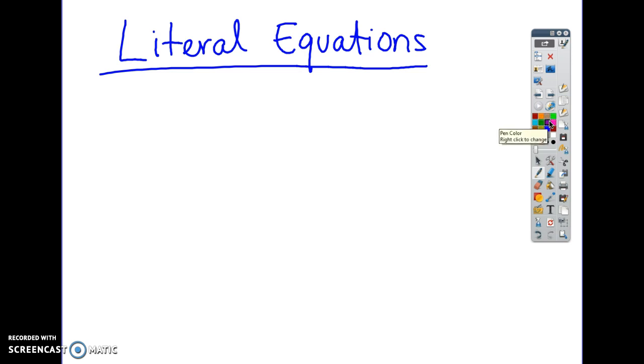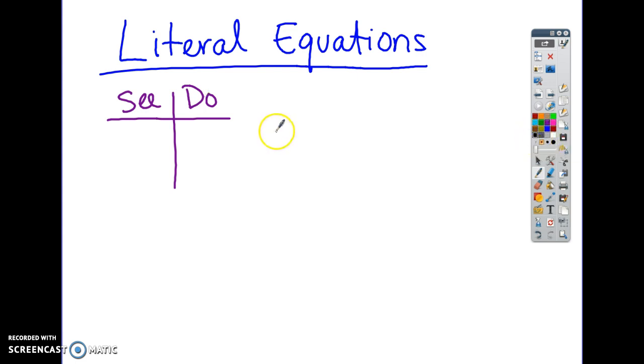So literal equations are letters. It's an equation that has mostly letters, but we're going to solve them the exact same way that we solved the other ones. So we're going to do "do." Okay, if you see multiplication, we're going to divide. If you see addition, we're going to subtract. Okay, so we're going to do an example just so you can see what we're talking about.